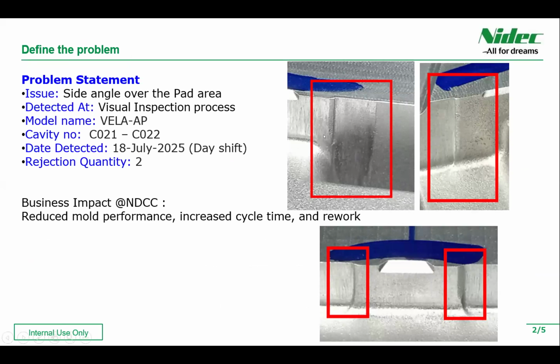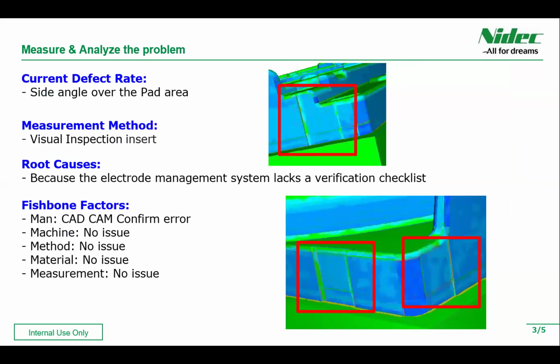for example, we have the overcut issue, which is detected at the final process. Here we record the model cavity number, the date detected, day shift or night shift, and the rejection quantity, two numbers. The business impact is reduced mold performance, increased cycle time and rework. Then we have the measure and analyze phase, sir.